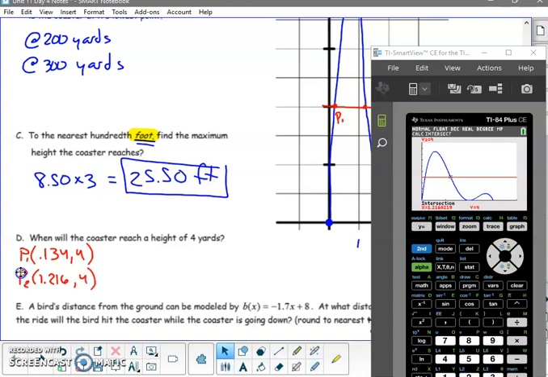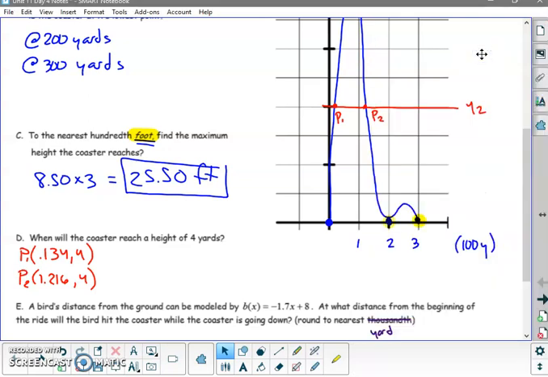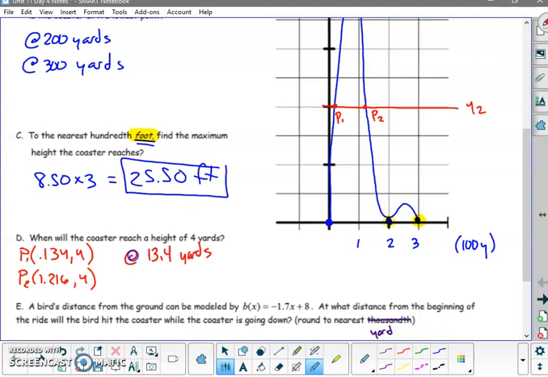When will the coaster reach a height of 4 yards? So if you remember, this is in hundreds of yards. So it's going to reach a height of 4 yards at 2 locations, but I have to multiply those by 100. So I'm going to say at 13.4 yards and at 121.6 yards.